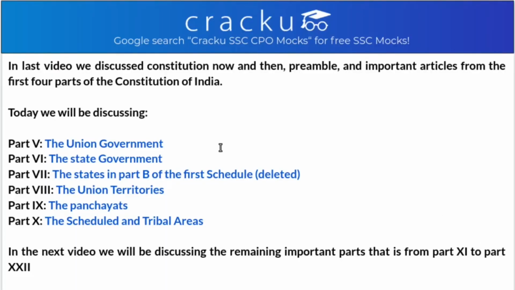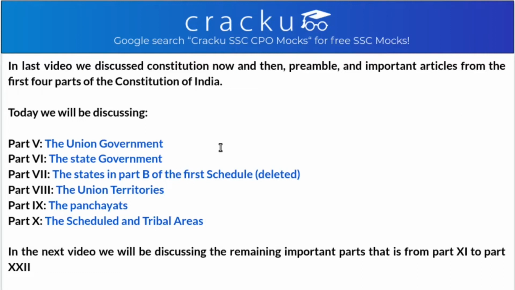Part 5 deals with the Union Government, which further deals with the executive power, the Parliament, the legislative power of the President, the Union judiciary, and the Comptroller and Auditor General of India. Part 6 deals with the State Government, that is again the executive, the State Legislature, the legislative power of the Governor, the High Court and subordinate courts.